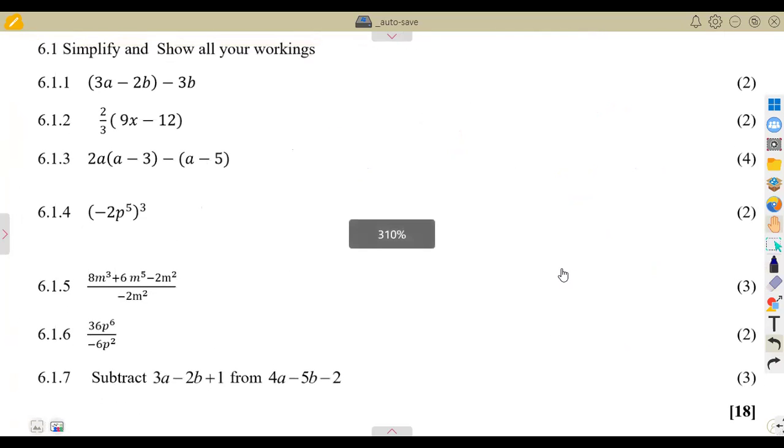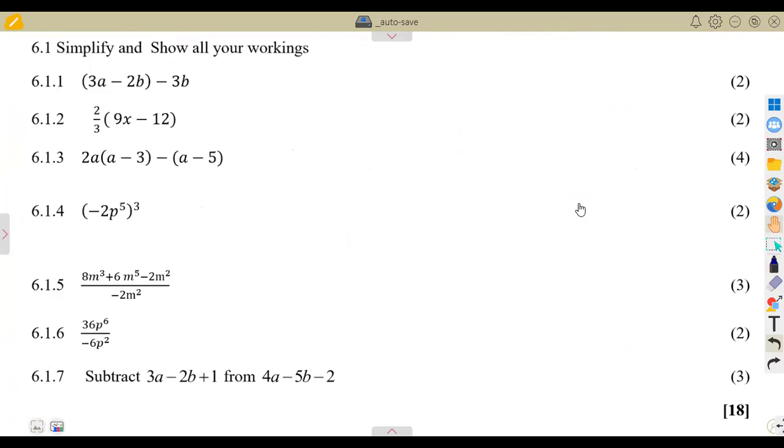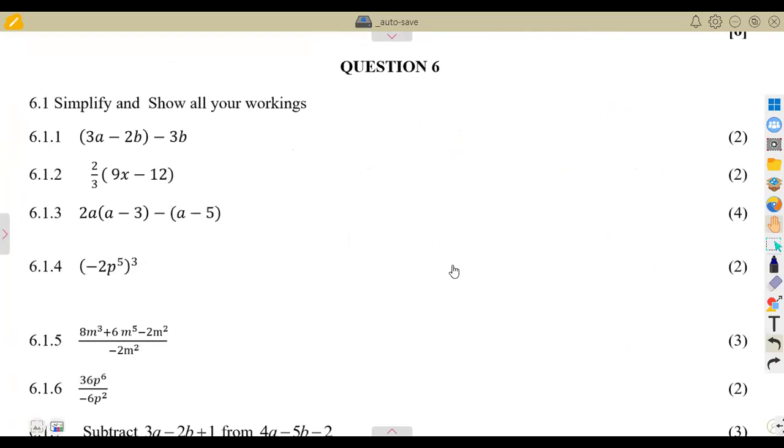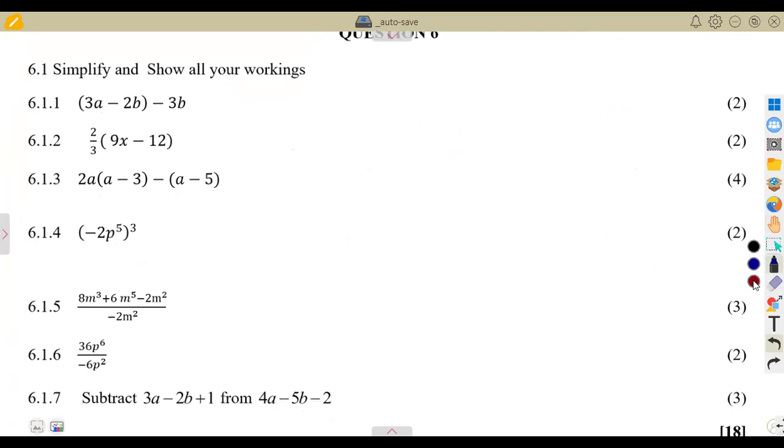You just have to continue from what you are given from the first part of your question. So let's see our question 6. That is simplify. We are given a 6.11. Just ask yourself, what is it that I'm supposed to simplify? There is a bracket there. So you're given 3a minus 2b inside of a bracket, minus 3b like this.